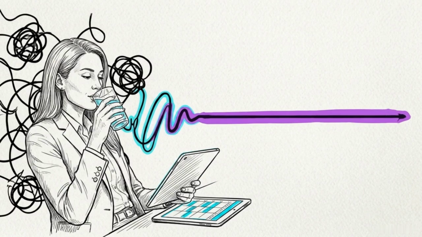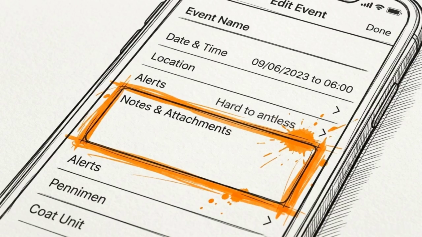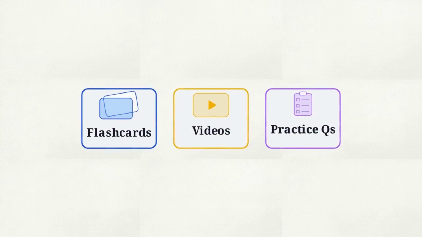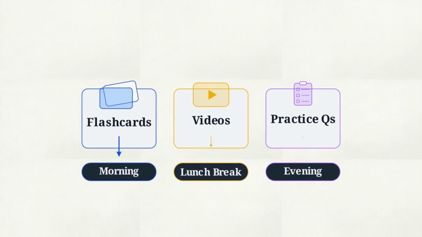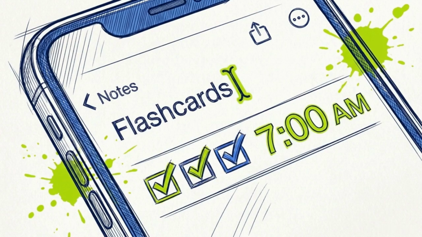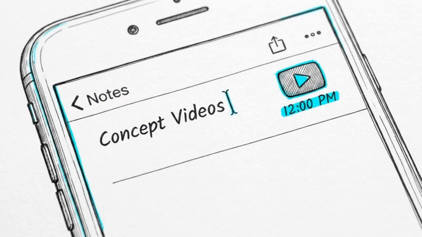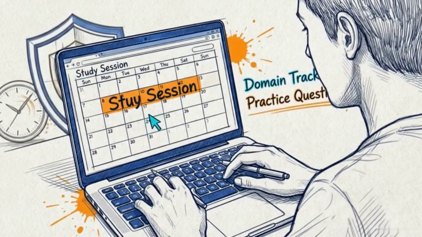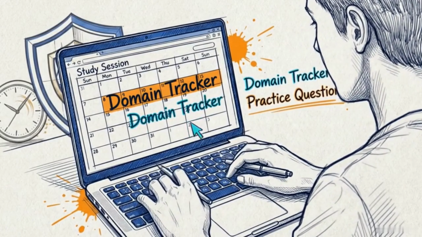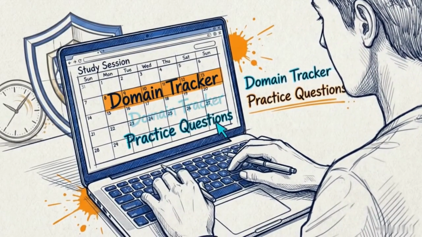Now, let's eliminate the daily friction of deciding what to study. Open the description or notes field of the calendar invites you just created. You are going to assign specific tools to specific times. Write flashcards in the notes of your morning invite, and type concept videos into your lunch invite. Finally, open up that large weekend block and explicitly type in the text, domain tracker, and practice questions.